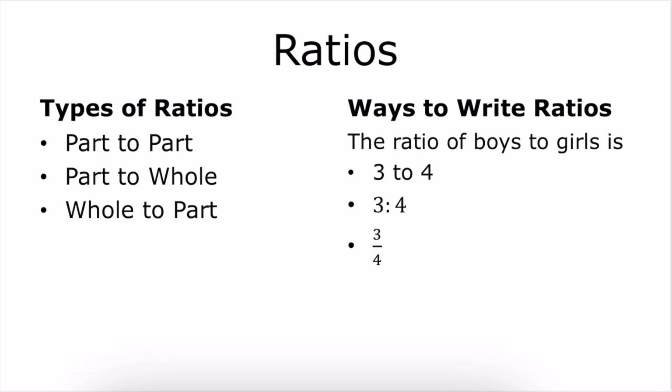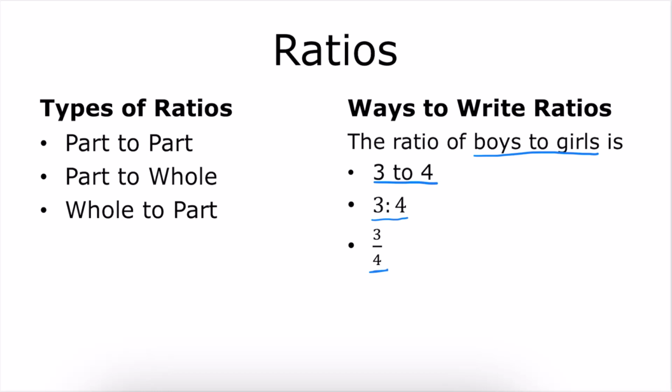If you counted them up and realized that for every 3 boys there were 4 girls, you could say that the ratio of boys to girls is either 3 to 4 written like this, 3 to 4 written like this, or you can also write it as a fraction. The reason you can write it as a fraction is because the ratio of 3 boys to 4 girls means that you have 3/4 of a boy for every girl.